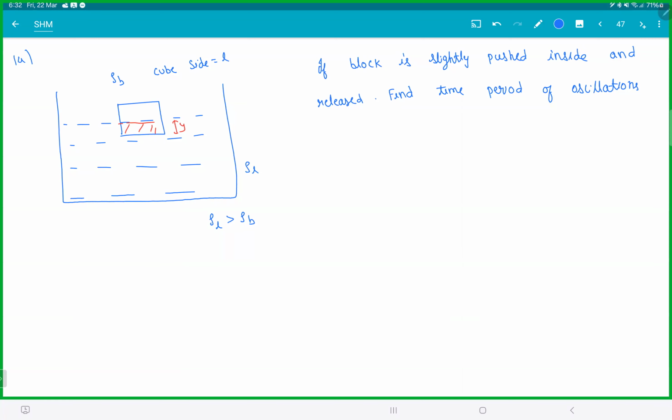Same steps. First thing, draw your FBD. So already your Y is inside. So what are the forces? The buoyant force, which is rho liquid, L square, Y g, and mg. This is at rest. Now push this by X inside.